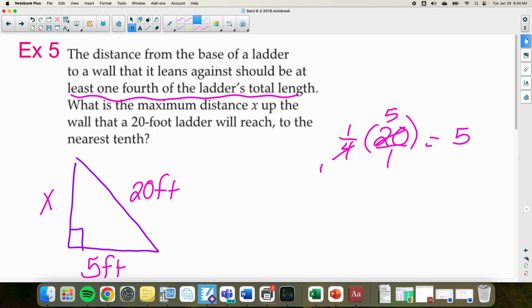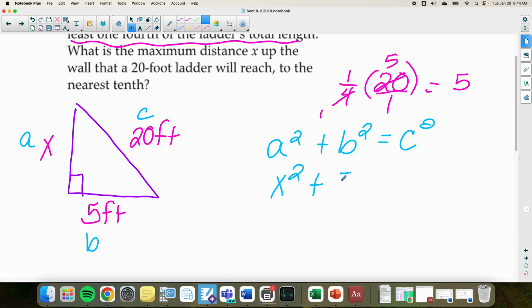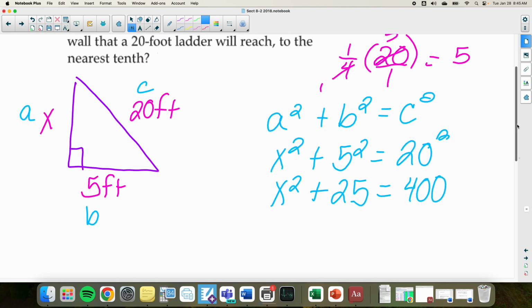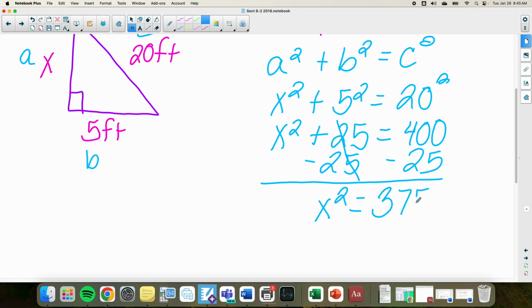So if I go back to that and do a squared plus b squared equals c squared, this could be my a, this is my b, this is my c. So a is x squared, b is 5 squared, and c is 20 squared. So that would be x squared plus 25 equals 400. Then you're going to subtract 25. And I would get x squared equals 375.